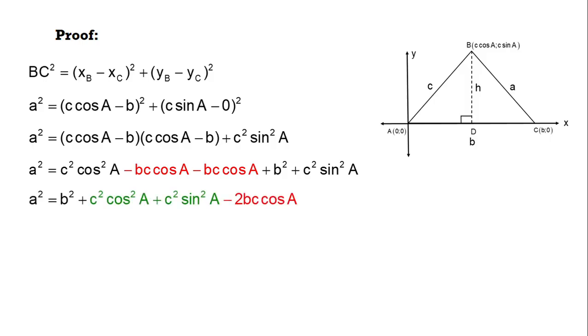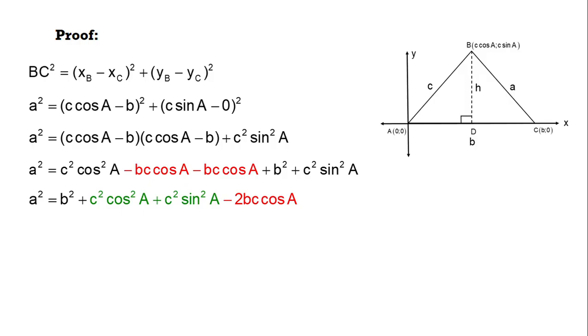Now minus bc cos A minus bc cos A will be minus 2bc cos A. It's now the last term. And then I took b squared to be our first term, and then the two terms that had c squared to be our two middle terms, and I marked them green for a reason.